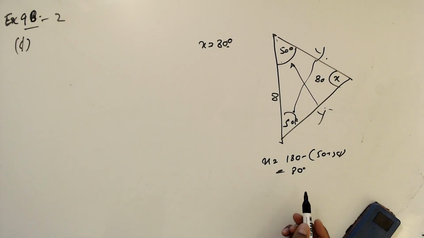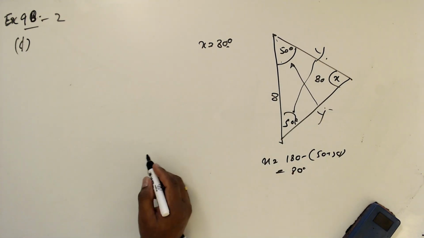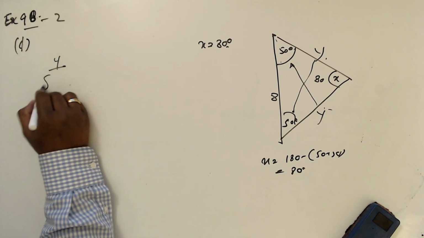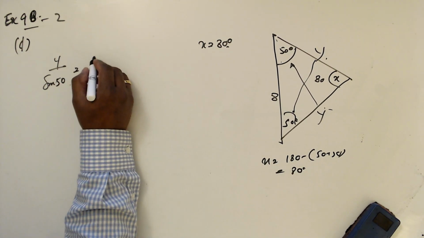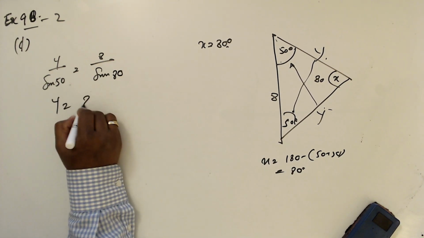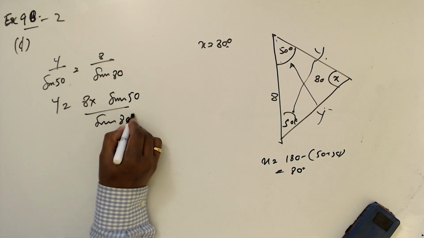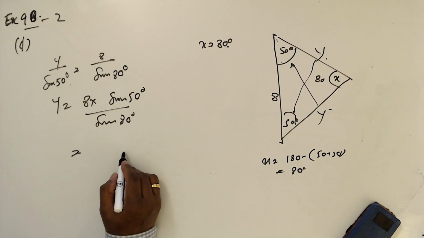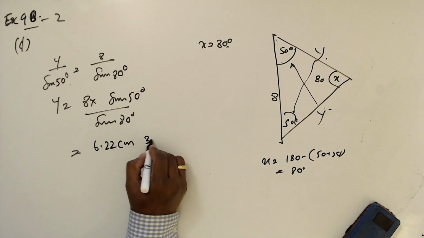Now you want to find y again. y over sine 50 equals 8 over sine 80. So y equals 8 times sine 50 over sine 80, which is 6.22 cm to 3 SF.